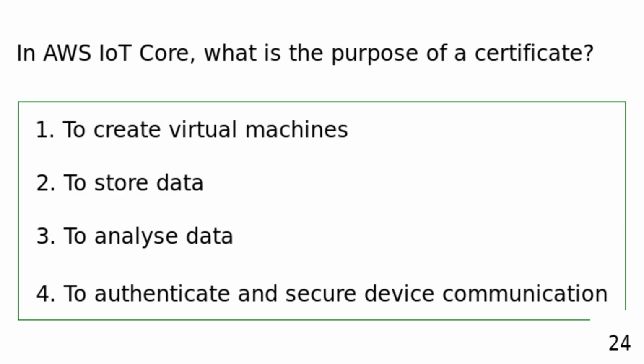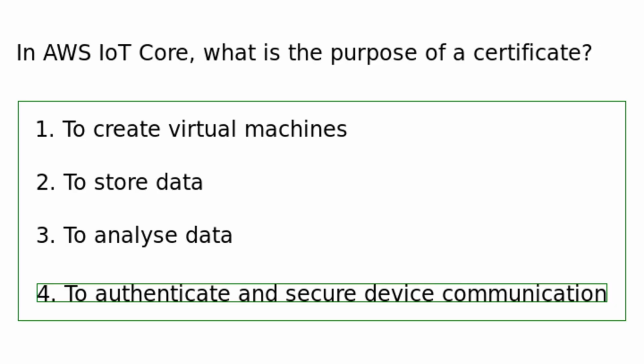In AWS IoT Core, what is the purpose of a certificate? To create virtual machines. To store data. To analyze data. To authenticate and secure device communication. Certificates are used to authenticate and secure communication between devices and AWS IoT Core.